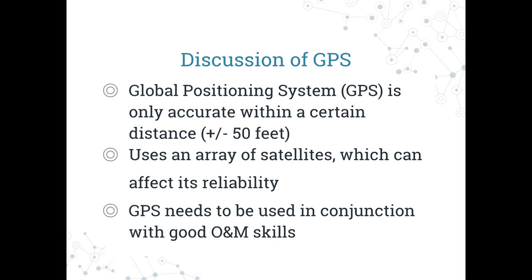So first, before I go into the apps in this category, I just want to touch on GPS because I think it has several implications in using these apps. Sometimes people have unrealistic expectations of what these apps can do in terms of navigation. GPS is only accurate within a certain distance. It's plus or minus 50 feet in general. That can be dependent on several factors, though. It uses an array of satellites, and sometimes those satellites can be down or may not be in the proximity of being able to view the person, so that can affect its reliability.